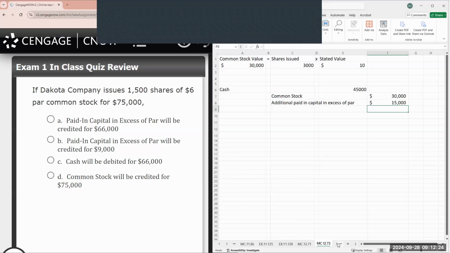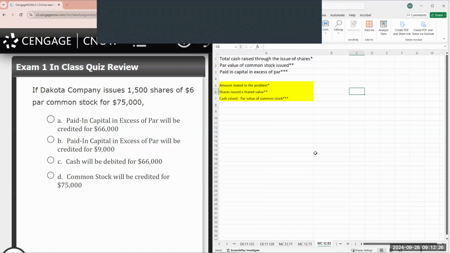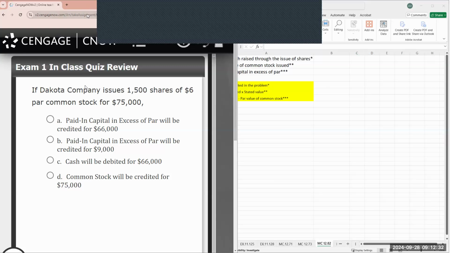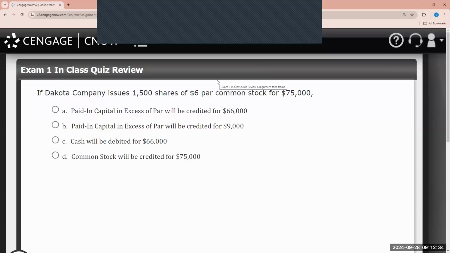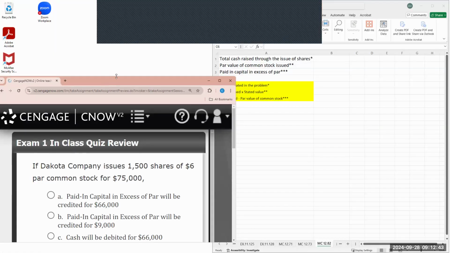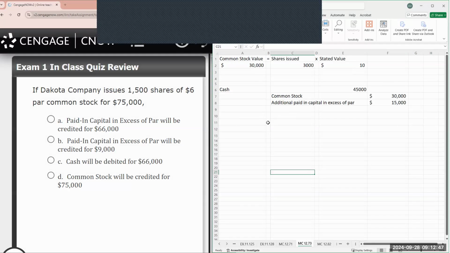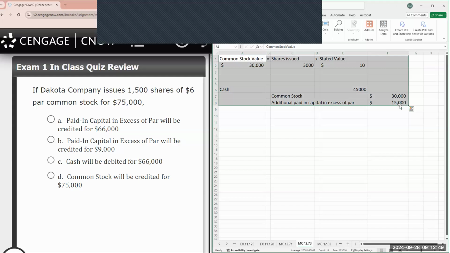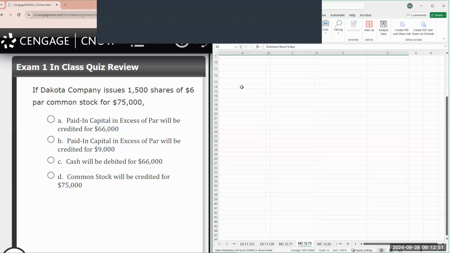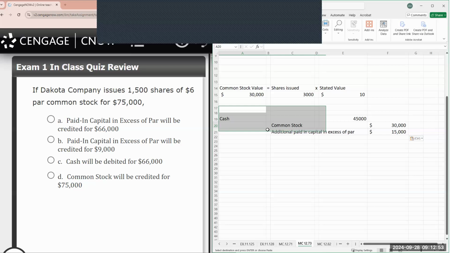In this problem, it asks us, if the Dakota Company issues 1,500 shares of $6 par common stock for $75,000, actually we can use that Excel to walk through this because it is fairly similar. We'll copy this. All right, so similar problem.